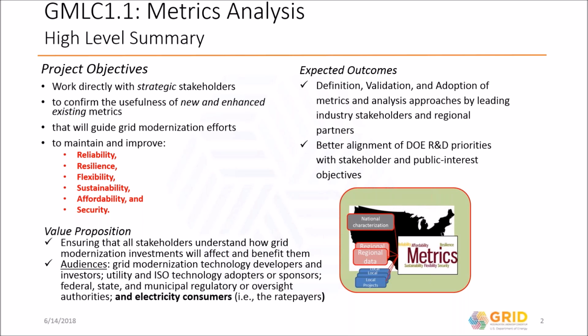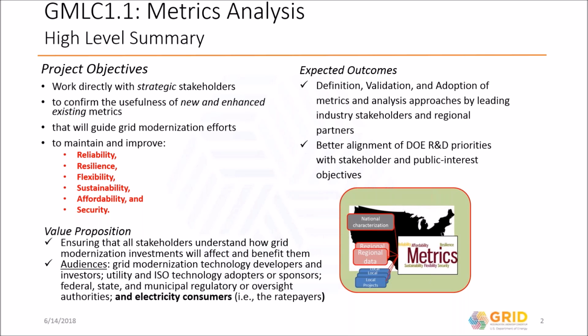The metrics analysis project is an effort which is cross-cutting in nature and looks across all different types of technologies and across the various R&D efforts to create and assess the current state of metrics in these 6 areas of reliability, resilience, flexibility, sustainability, affordability, and security, so that we can measure progress on grid modernization in the country. Nine national laboratories have been working on this project, and each of the 6 areas is being led by one of the national laboratories.